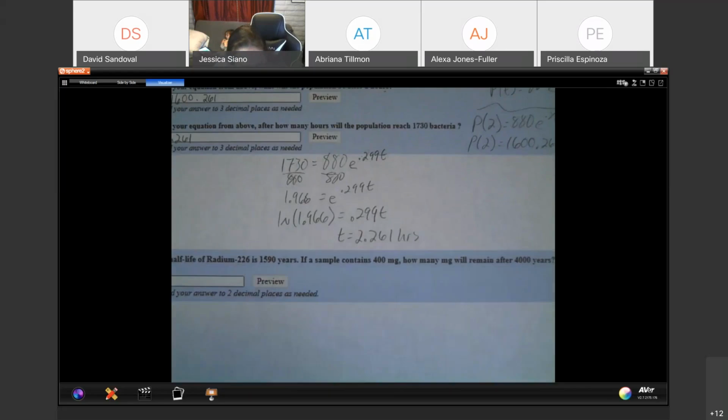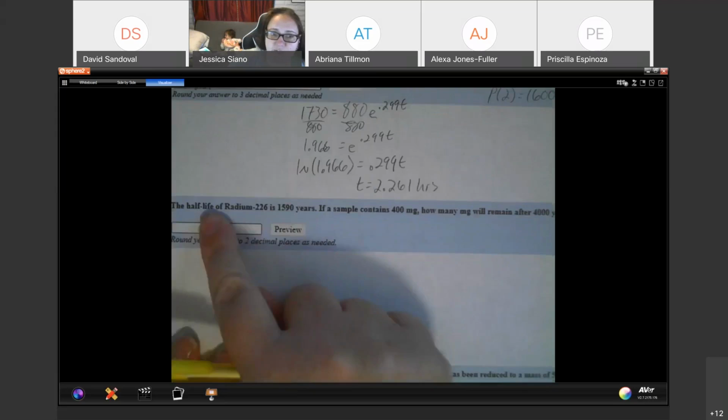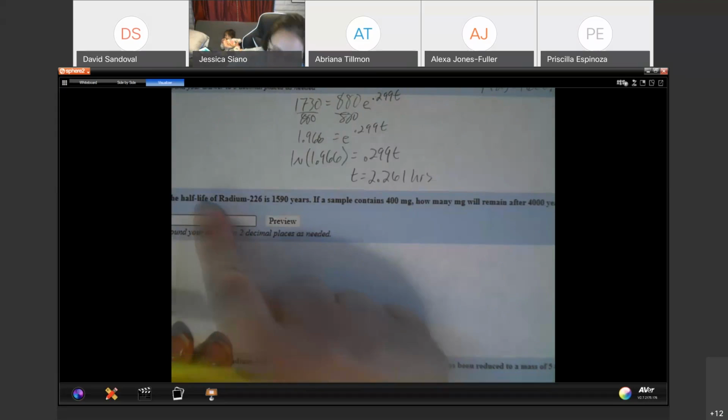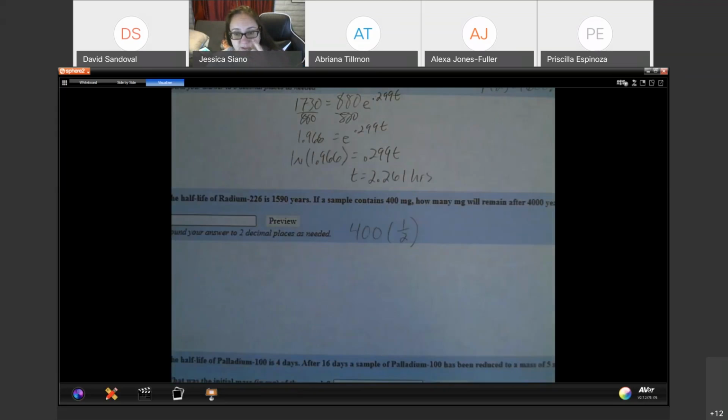The half-life of radium-226 is 1,590 years. If a sample contains 400 milligrams, how many will remain after 4,000 years, excuse me. So that means we need to know at what rate is it decreasing? Oh, no, we don't. So here we would say it's a half-life. So I would say that my initial amount is 400, and then it's a half-life. So my base is a half. Just like before when we doubled, my base was 2. This is a half-life, so my base is a half.